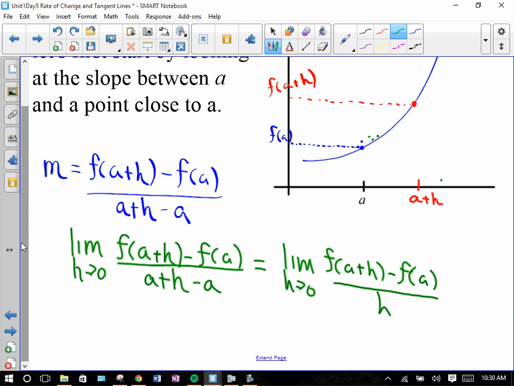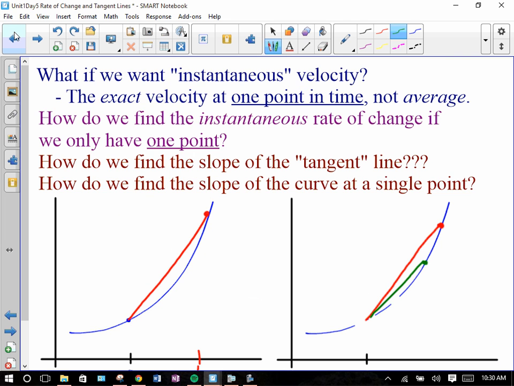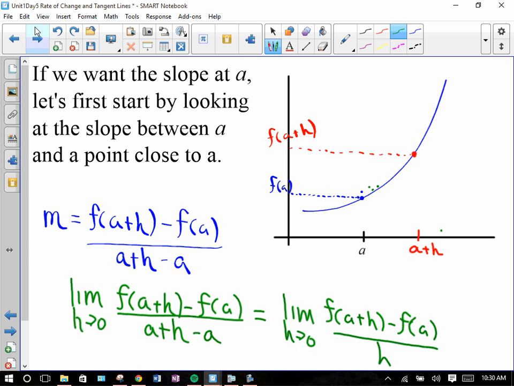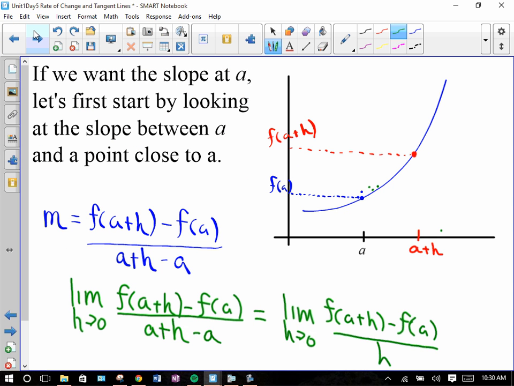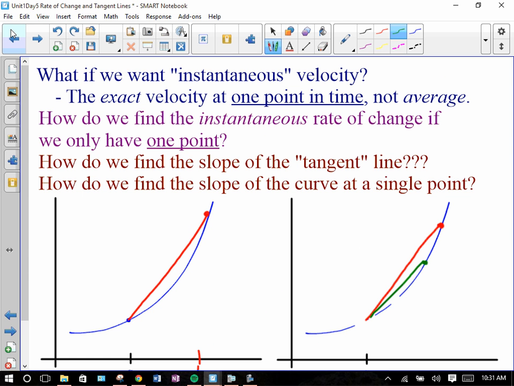Alright, so what you need to understand, if you want to find the instantaneous rate of change, or the slope at a point: how do we find the slope of the tangent line? How do we find the slope of the curve at a single point? How do we find the instantaneous rate of change if you only have one point? The answer to these three questions is the limit as h approaches 0 of f of a plus h minus f of a all divided by h. This is how you find the instantaneous rate of change at a single point, the slope of a tangent line at a point, and the slope of the curve at a single point.